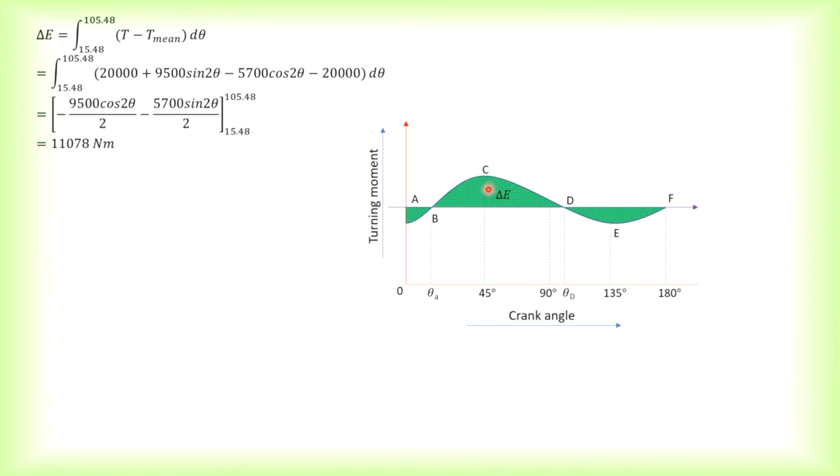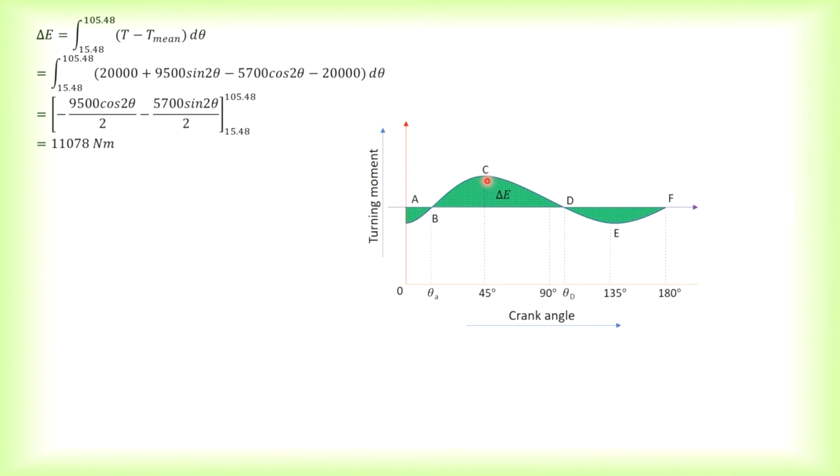And then to find this area under the curve, you need to integrate this thing here, which is T minus T mean, with respect to its variable, that is theta. So based on this, again, the 20,000 will be cancelled out. Then you integrate these two terms here. Once you integrate this, you get negative cos 2 theta over 2. And when you integrate this, you get sine 2 theta over 2. So putting in the limits and working out the equation, you will get 11,078 Newton meter, which is the greatest fluctuation of energy, that is this area.